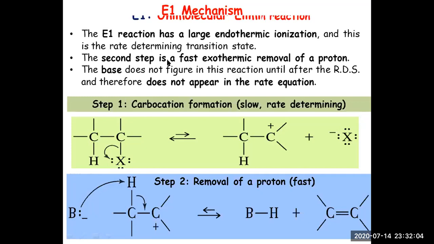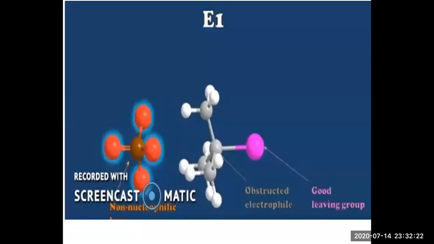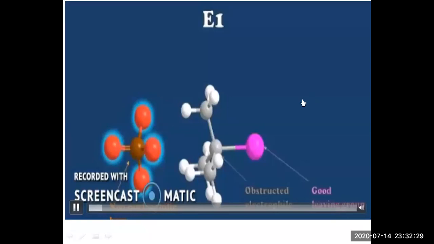So it is found that the first step goes via a transition state, and this first step is a slow step, which is endothermic in nature. The second step is fast and exothermic in nature. Let us see a three-dimensional view of these molecules and understand our E1 elimination reaction.